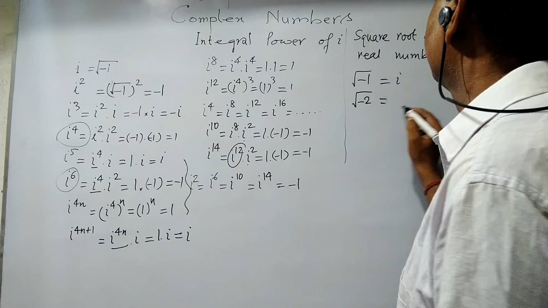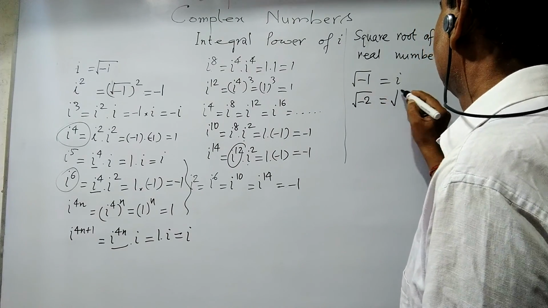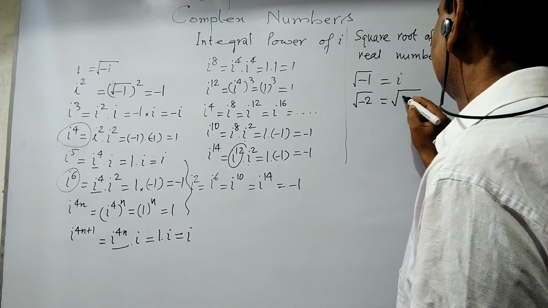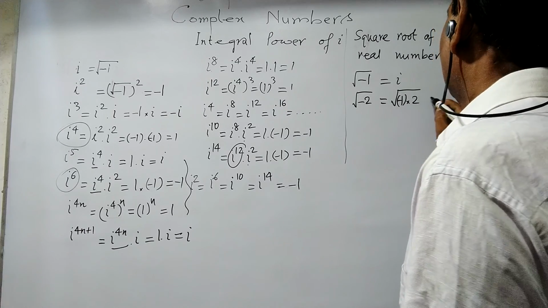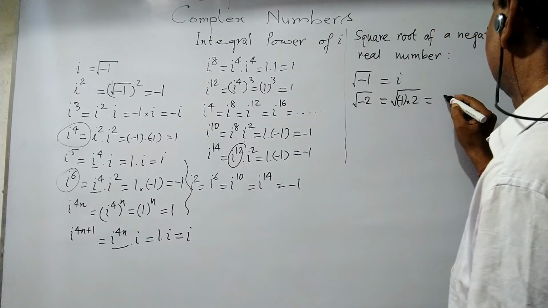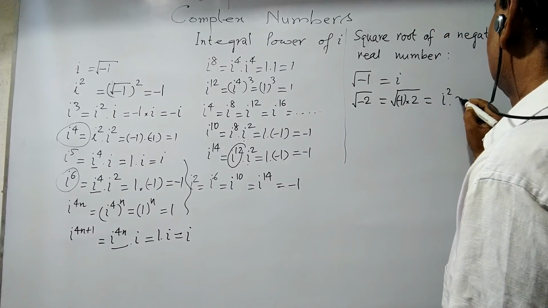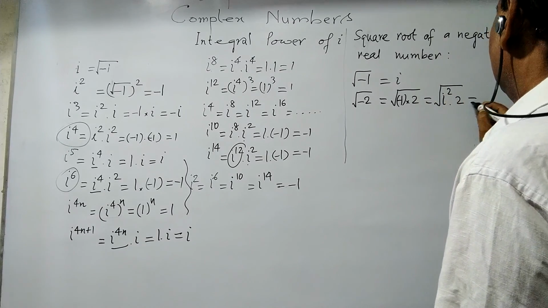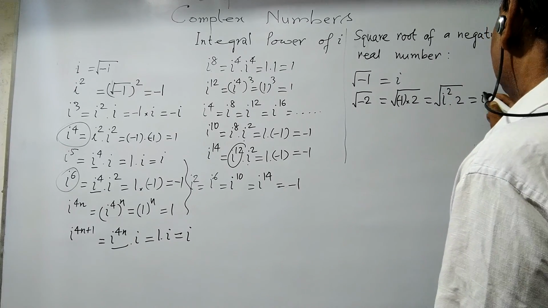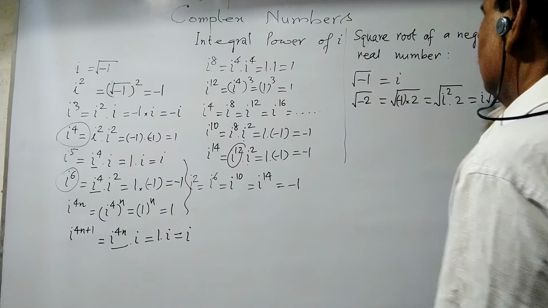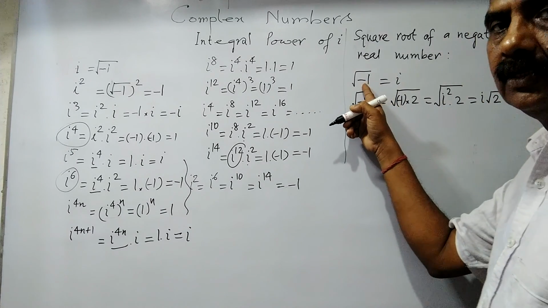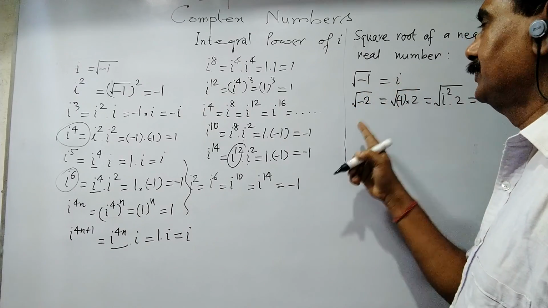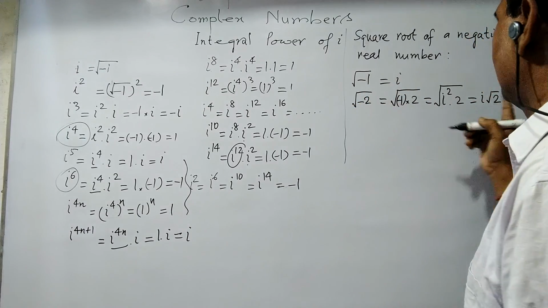Then this is what? We are writing this as minus 1 into 2. And here minus 1 will be written as i square into 2. And the square root of i square is i. That is i root 2. Root under minus 1 has the value i. Root under minus 2 has the value i root 2.